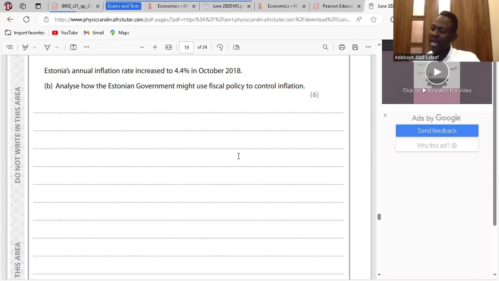Clear? Lastly, government spending. Because we said fiscal policy is the use of government spending and government taxes. So it's not going to be about taxes, we talk about spending too. So for government spending, government can reduce its spending. So cutting spending means prices will rise, inflation will increase. Inflation will reduce as a result of demand reducing in the economy.